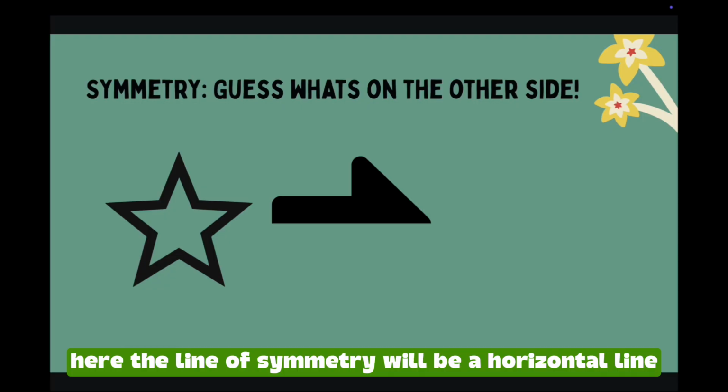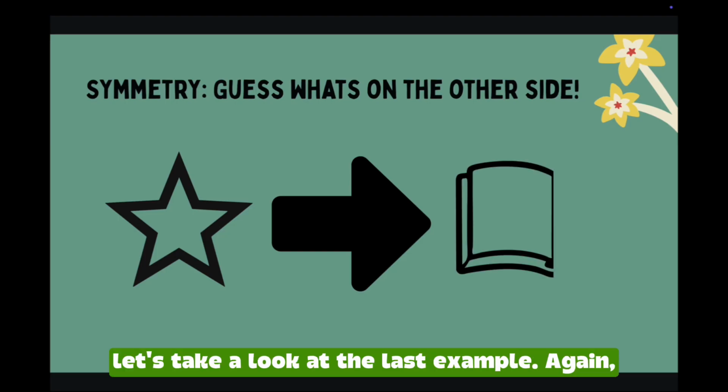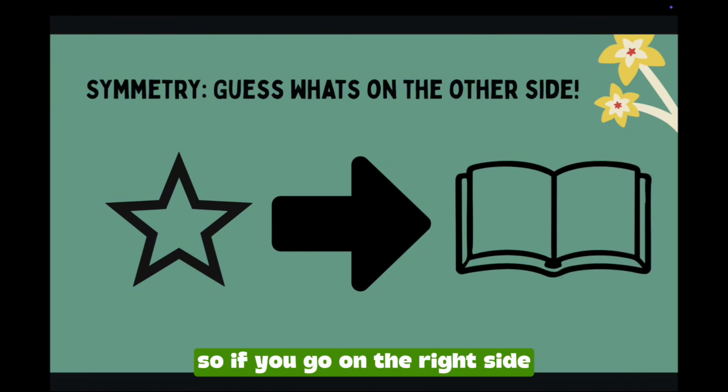Here, the line of symmetry will be a horizontal line, which will result in an arrow if you fill in the bottom part. Let's take a look at the last example. Again, this is line symmetry, in which the vertical line is the line of symmetry. So, if you fill in the right side, you'll see an open book.